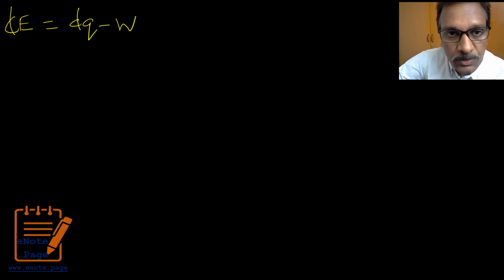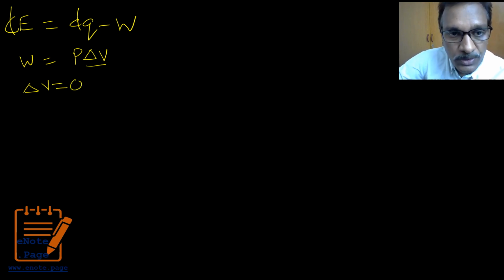Now from the first law of thermodynamics, which relates dE, the change in internal energy, with the heat and the work done, the relation is dE is equal to dQ minus W, and the value of work done W is equal to P into delta V. Now here the volume change, delta V, is constant because this is an isochoric process. So at a constant volume, delta V is equal to 0.